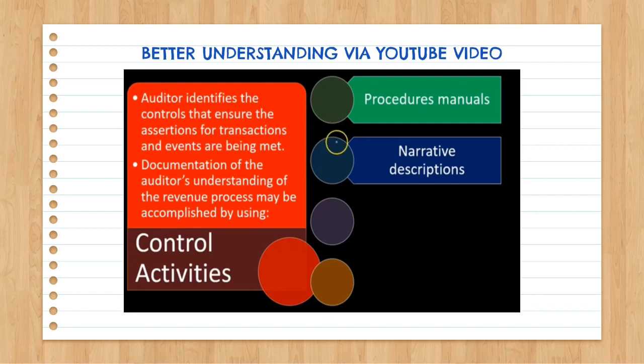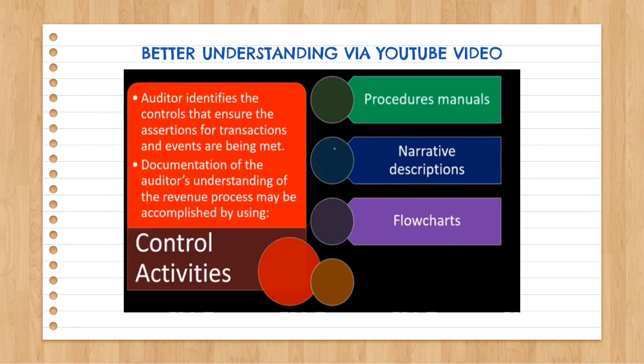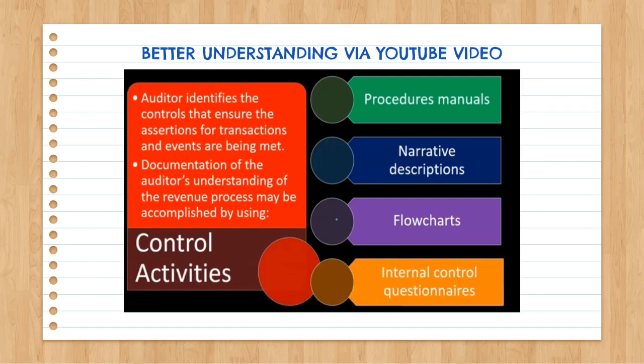A narrative description of what the controls are. We might put it in a narrative form. We might have a flowchart that'll give us the major components of the system, in a flowchart-type format, as it goes through the revenue recognition process. And we might have an internal control questionnaire that could be set up as part of our documentation with relation to the control activities as well.